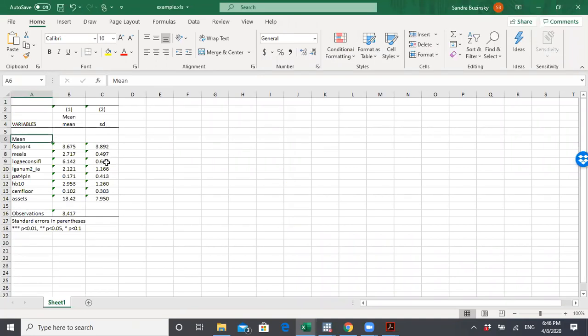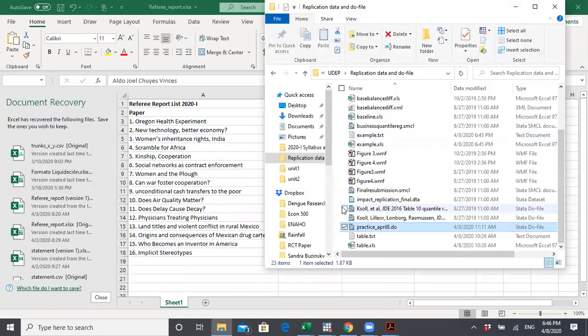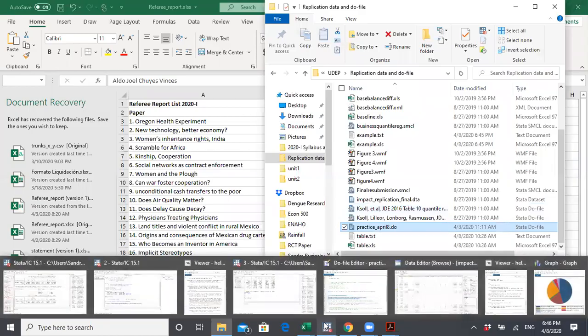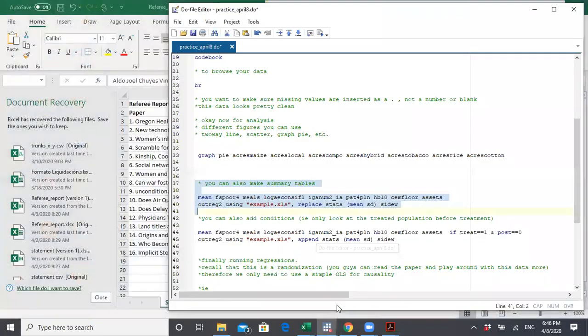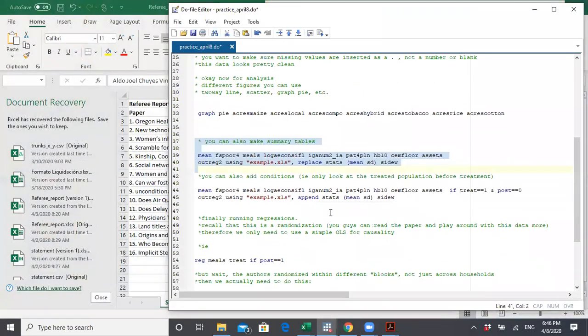It just shows means and standard deviations next to each other. If I didn't put the sideways in, the standard deviation would be under the mean, and so it'd be really long. So it's your preference. And then you can build onto the table too. Instead of replacing it, I put another line that says append.